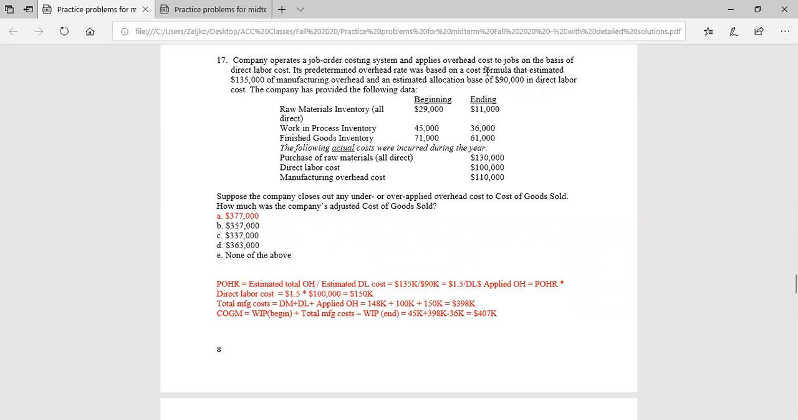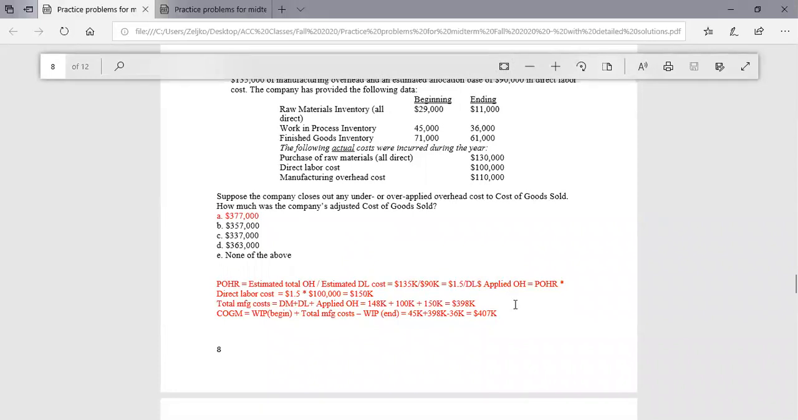It's a predetermined overhead rate based on a cost formula: estimated manufacturing overhead of 135,000 and an estimated allocation base of 90,000 direct labor dollars. So you see here, machine hours or labor hours are not the base, but the dollar amount of 90,000 of direct labor is the base. Do not get confused by this. So we will find our POHR, and our POHR will be $1.5 per direct labor dollar.